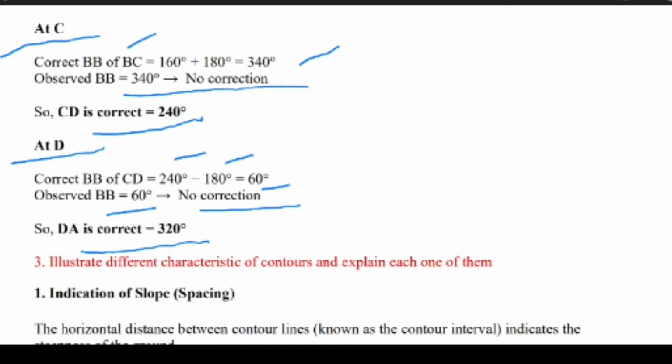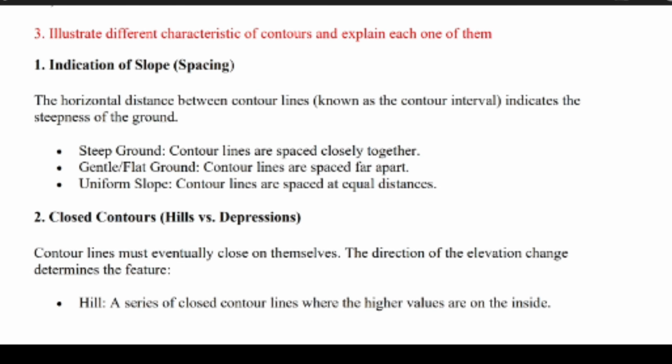320 degree will be an answer for this. The same question has been repeated, where they ask to explain different characteristics of contours. So many videos have already been uploaded. It is an indication of steep slope, spacing, closely spaced contours, hilly and depression areas. You can write it for 10 marks. That's why we have to write it as a 10 marks answer.